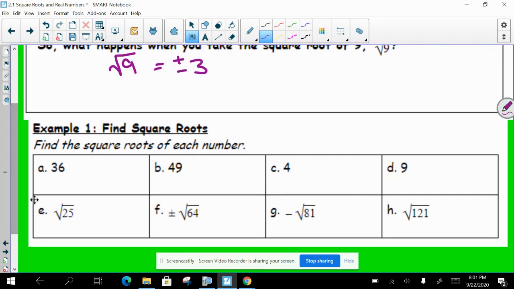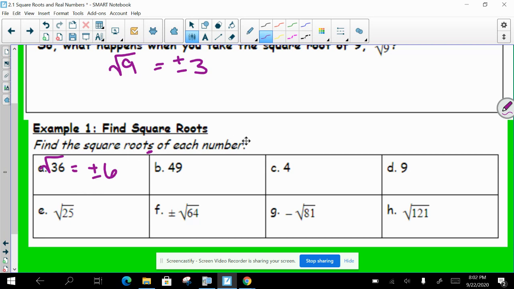So this says to find the square roots of each number. So essentially find the numbers that when squared, and notice it says square roots, find the number such that when squared, it is equal to one of these numbers. So if you took the square root of 36, it would be plus or minus 6. And all of the ones here should be able to be done without a calculator. You should know these by now.